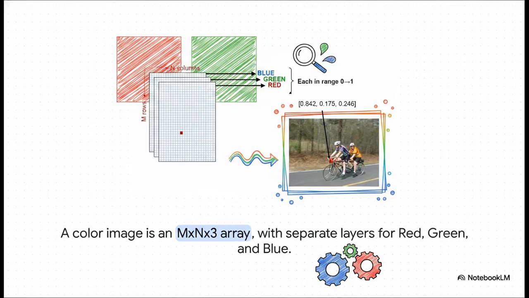And what about color? Well, it's the exact same idea, just 3 times over. A color picture is basically made of 3 of these grids, all stacked on top of each other. There's one grid for how much red is in each pixel, one for green, and one for blue. So every single pixel gets 3 numbers, which then all blend together to create the final color we see.